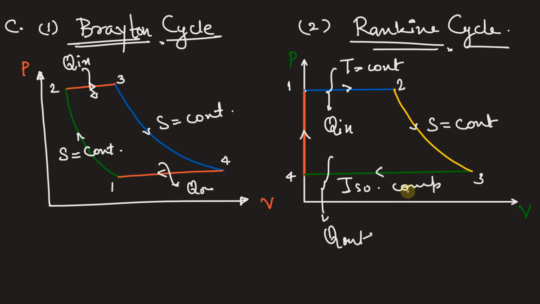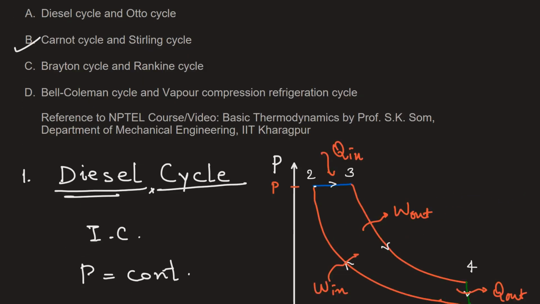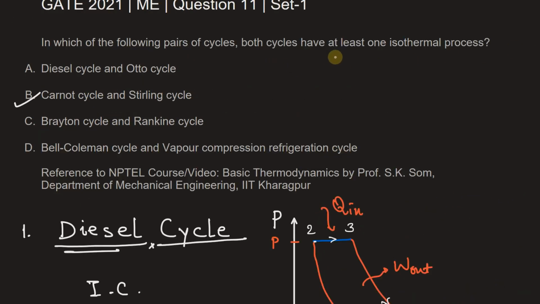Now you see here that there are two isothermal processes, process 1 to 2 and 3 to 4. But in the Brayton cycle there is no isothermal process. That's why this cannot be our correct answer, because the question clearly says that both the cycles have at least one isothermal process. Now moving on to our next cycles, that is the Bell-Coleman cycle and the vapor compression refrigeration cycle.